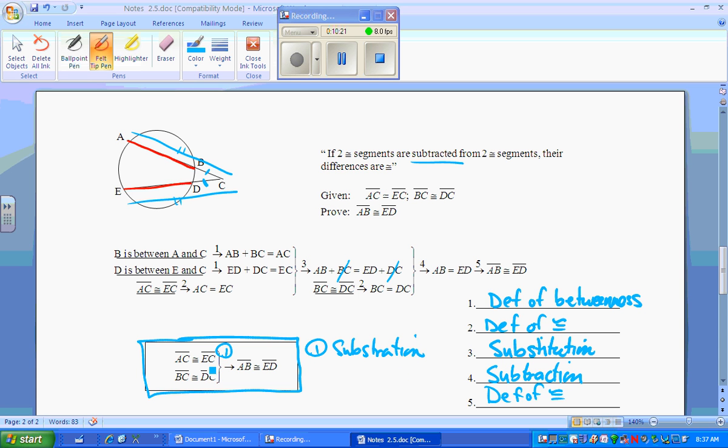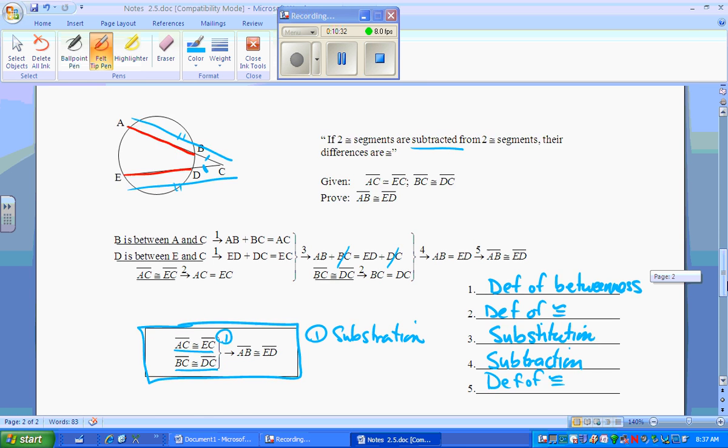So AC was congruent to EC, BC was congruent to DC. These were both given from above. You could bracket them together and say the other two are congruent, and what happened, your end result was smaller.